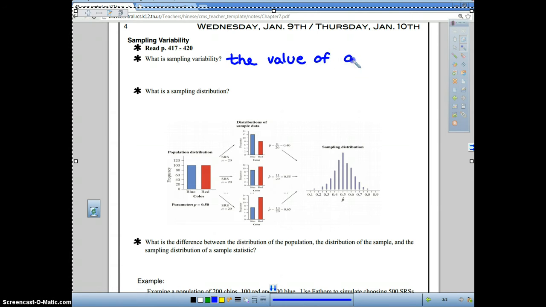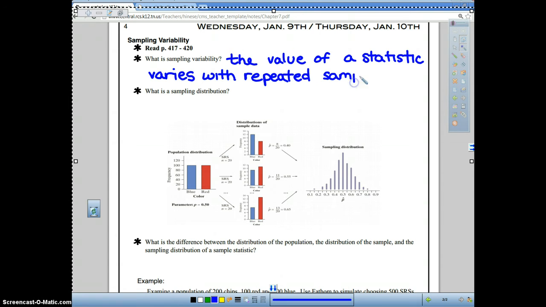of a statistic varies with repeated sampling. And if you think about it, this makes a lot of sense, because whenever we draw samples, we're not going to get the same numbers every time because they're random samples. So when I calculate a statistic based on my random sample, it's probably not going to be the same every time. So it's going to vary.